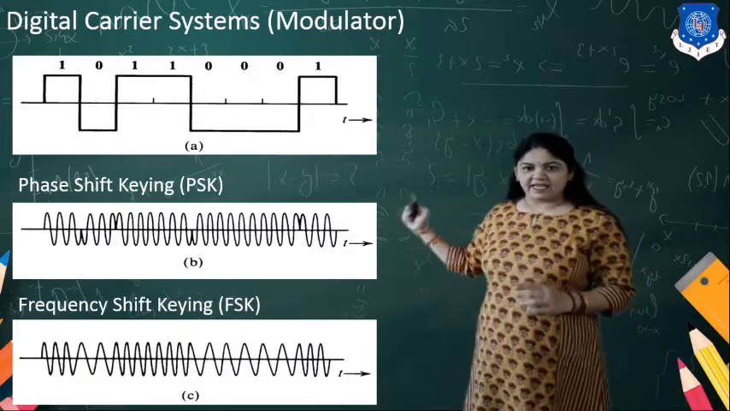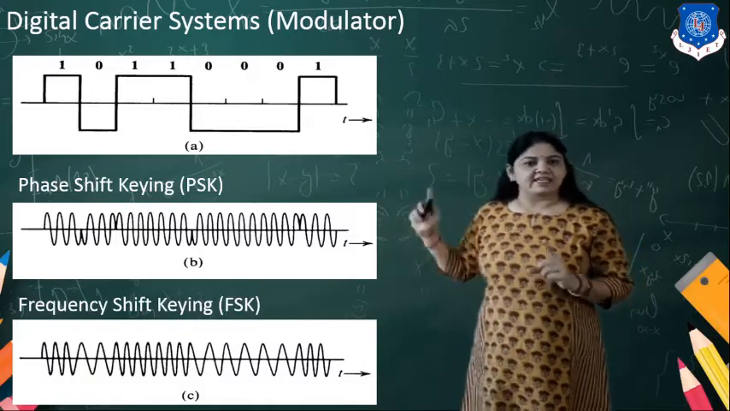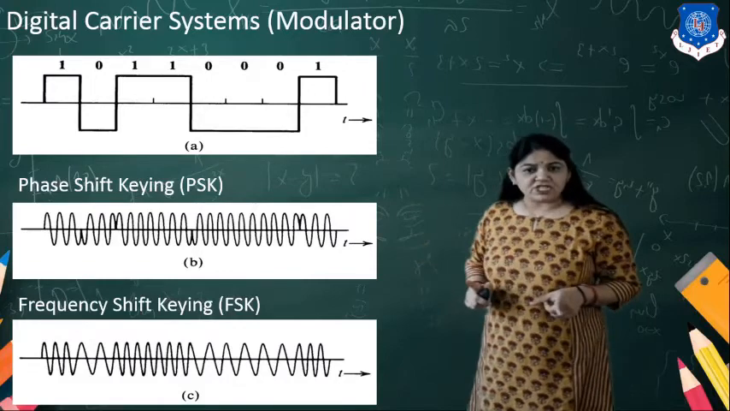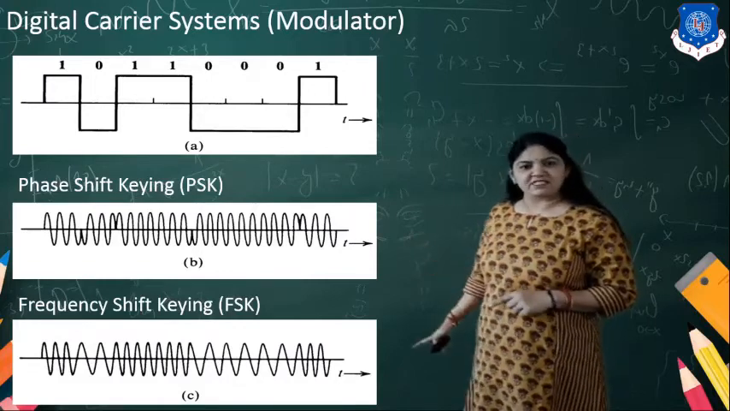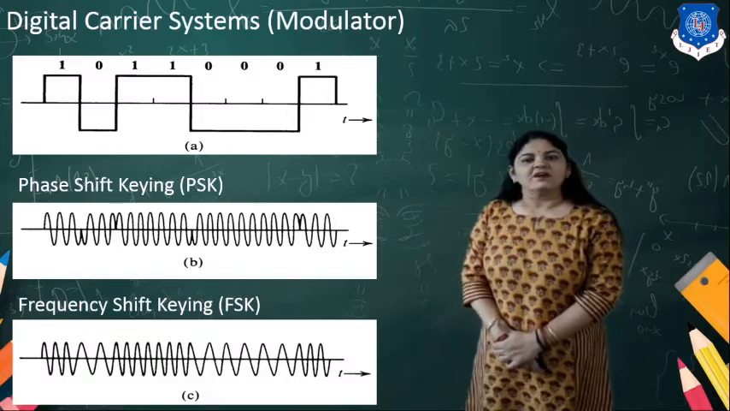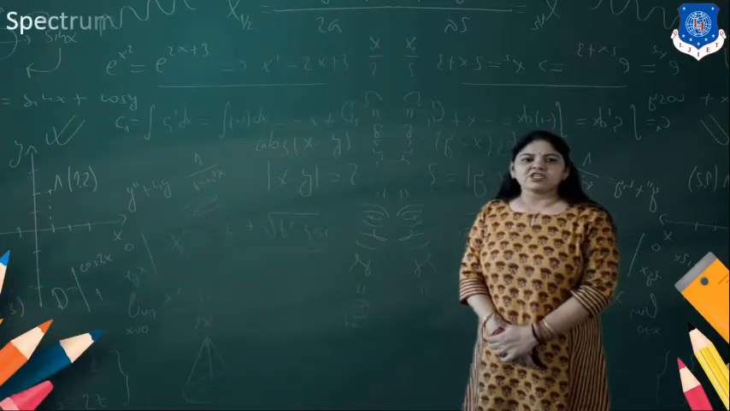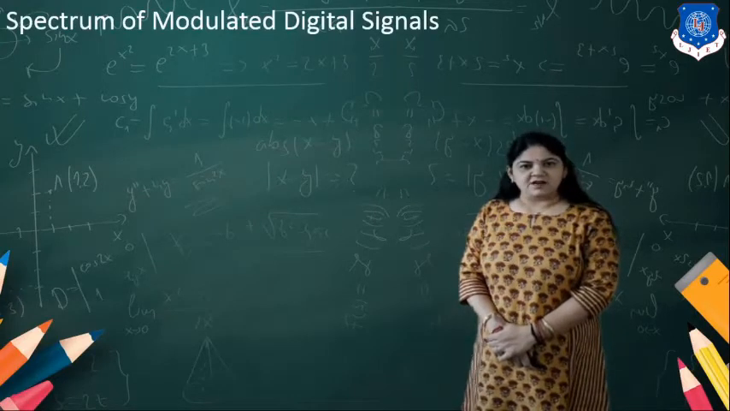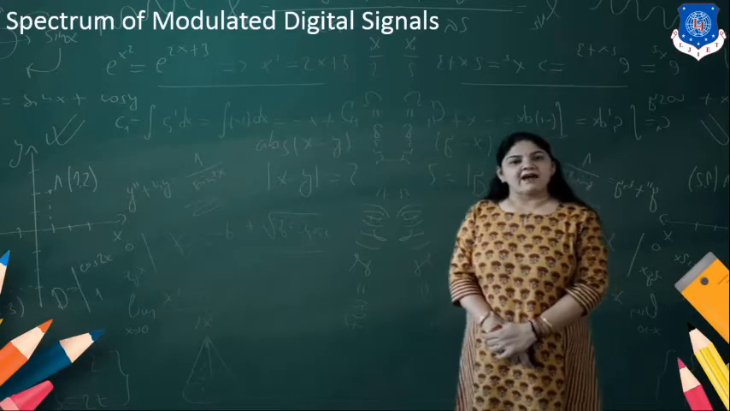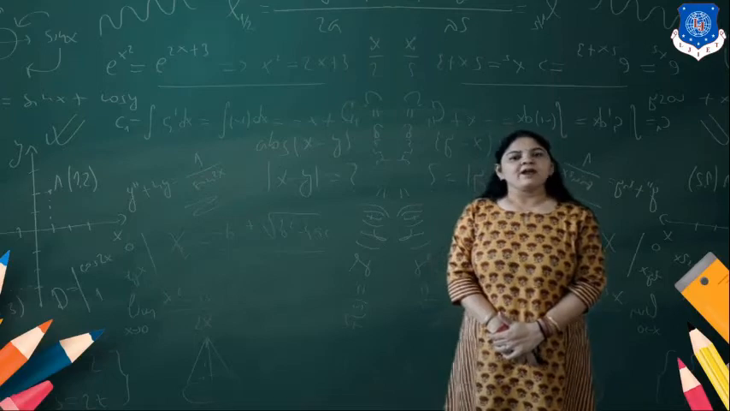In case of the ASK, it is amplitude; in case of the PSK, phase shift; and in case of the FSK, frequency. So this way we have the digital carrier system, and we have the output for it.